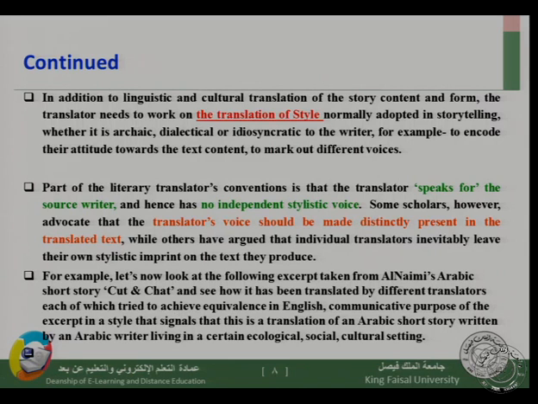Now, it's not only when you are translating a short story, it's not only translating the linguistic aspect of it. It's not only translating the cultural aspect of the story. It's not only translating the content and the form of the short story. You need to be able to translate the style.